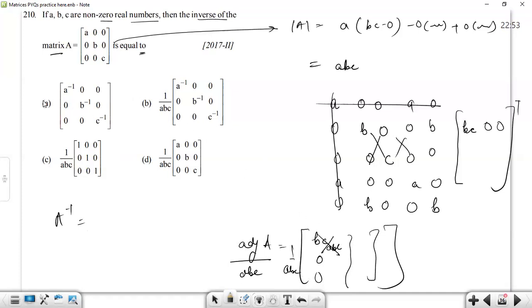Now it is 1 by a here, but here this is not 1 by a. 1 by abc is also there. So this is not the correct answer, because here the first element is 1 by a into abc, so it's like 1 by a square bc. Here also 1 by abc is the first element. Here also 1 by bc is the first element. So only by solving one column of the adjoint, we are able to find out its inverse.